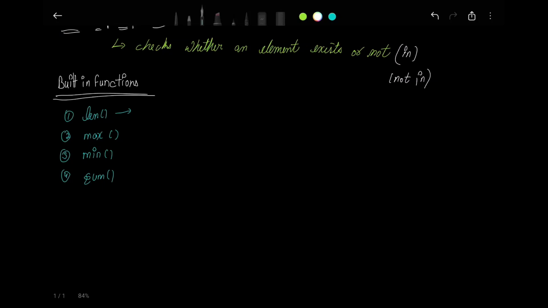We also have some tuple methods. Firstly, we have the count method, which counts how many times the element appears in the tuple. Then we have the index method, which returns the index of an element in a tuple. So these were all about the built-in functions and methods in a tuple.